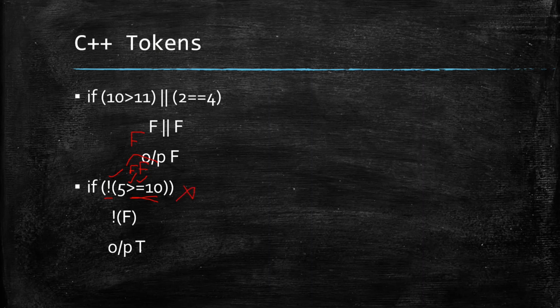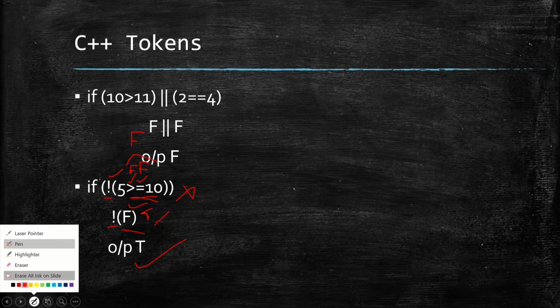So NOT of false reverses the output, right? If the condition is true, it makes it false. If the condition is false, it makes it true. Now what is NOT of F? T, right? Here the condition is false and I am having NOT, so the output is true. Originally what's my output? False, but since we are using logical NOT, the output is true. Fine. This is how your logical NOT works.